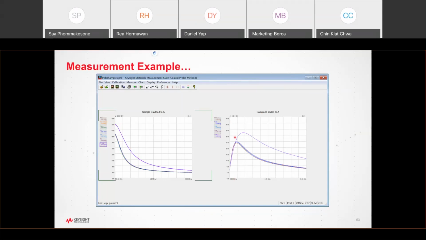As you can see here on the water, at the low frequency, 500 megahertz, the real part starts small. As frequency increases, it keeps increasing because the molecules rotate faster as the frequency is applied. At the peak, that's where the relaxation time happens, the time for this particular material to go back to its original state.